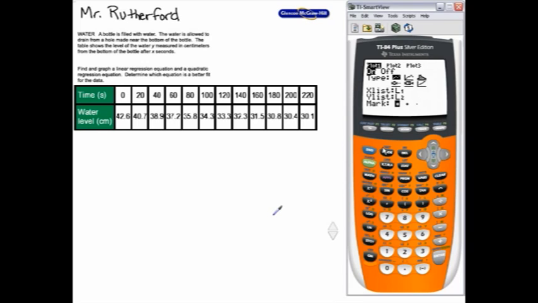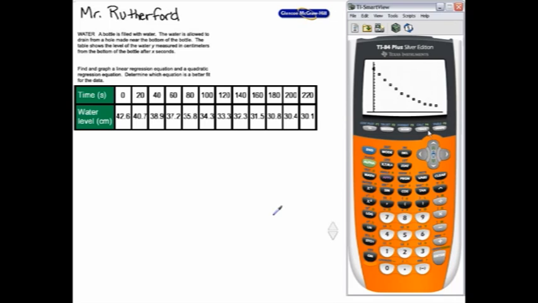Because this is all set, now what we can do is go to the Zoom button, and then come down to the Zoom Stat and hit Enter, and this goes ahead and fits the window of our graph to fit all of the data points that we've entered into the two lists. So here we have all of our numbers that we entered, and notice that as we increase the number of seconds, the amount of water decreases, which is what happens in the table.